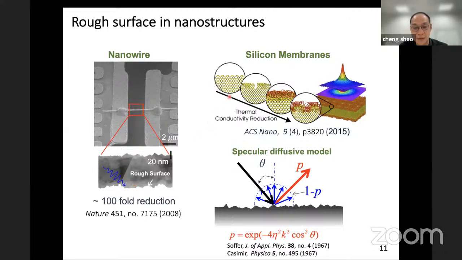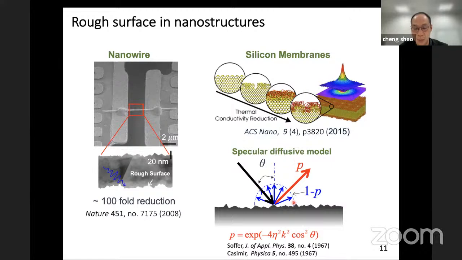There are some numerical studies that found that the morphology or the structure of the boundary has quite a large impact on the effective thermal conductivity of silicon membranes. And one important parameter to understand thermal transport in nanowires or thin films is the specularity parameter at the interface.